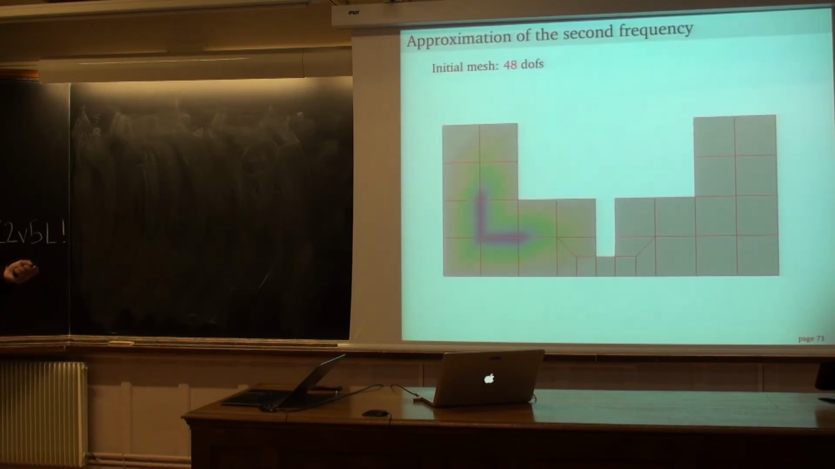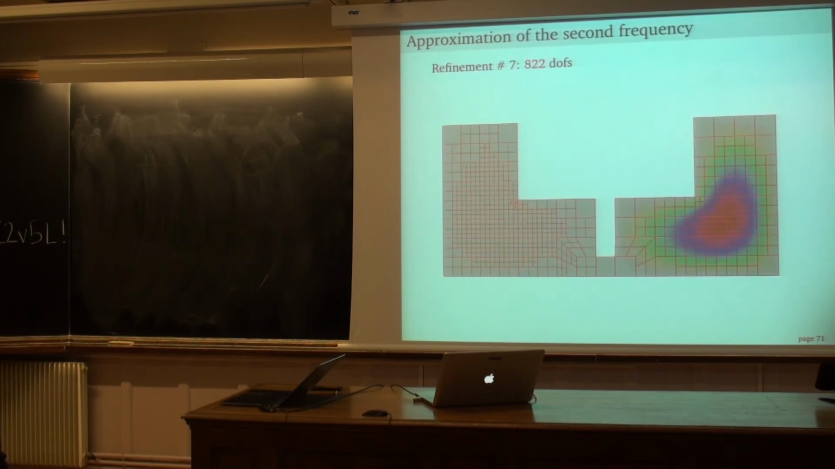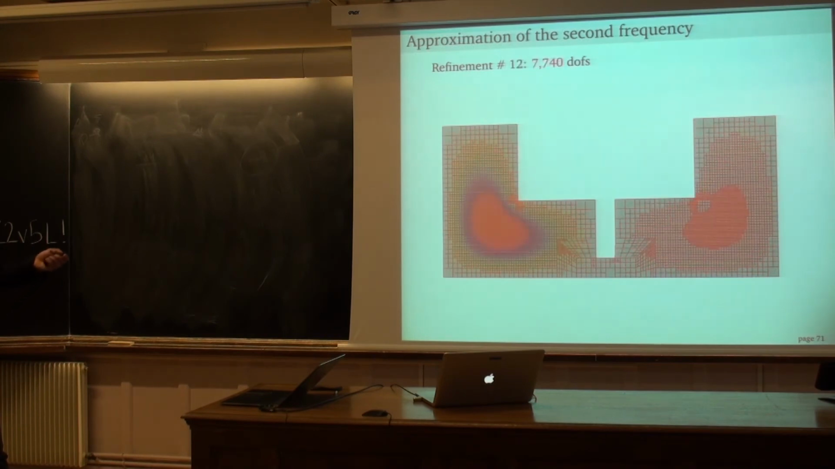Now suppose we're after the second frequency, the second eigenvalue. The first mesh tells you that it's here, localized on this region. Then you refine here. And now the second eigenvalue is there. Then what do you do? You refine there, and then you come here. It takes some time before it stabilizes, and we are already at 10,000 degrees of freedom.